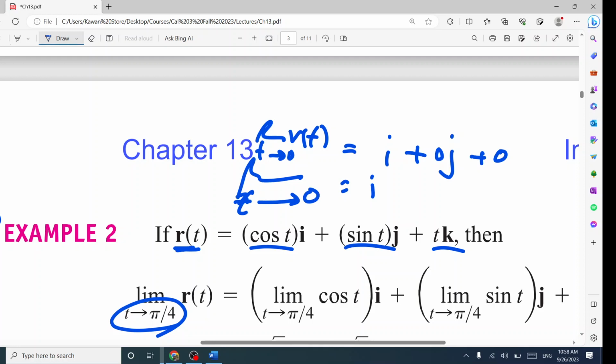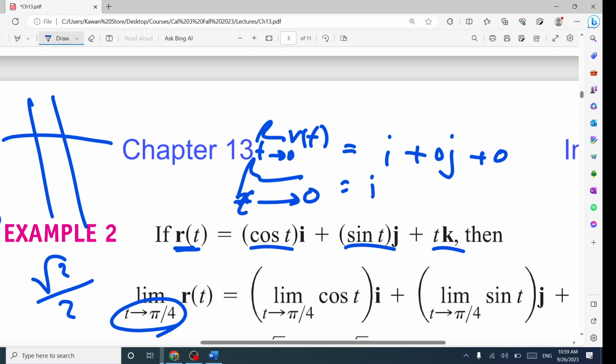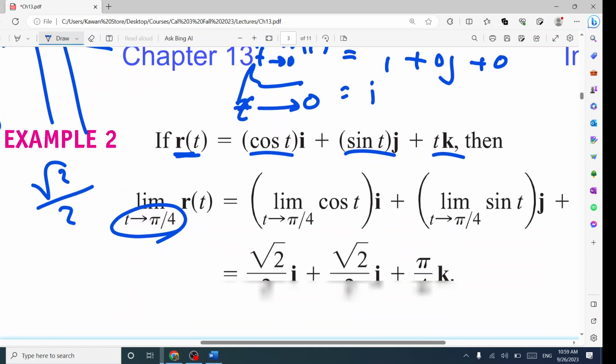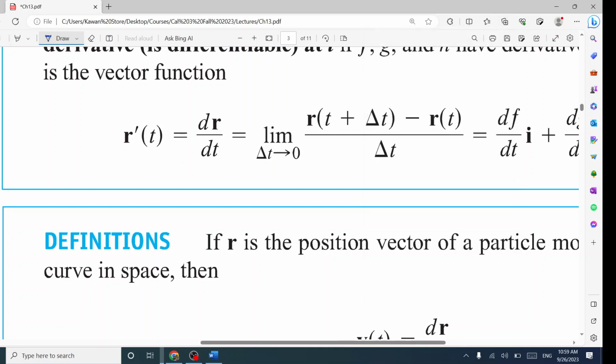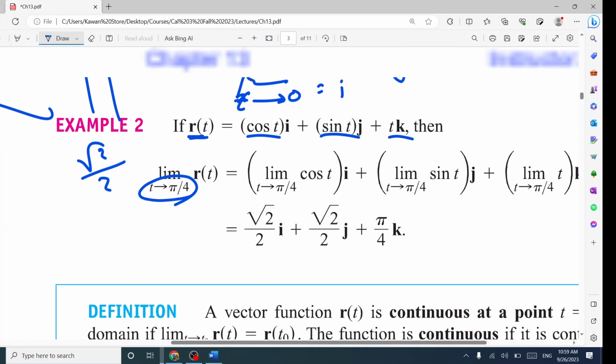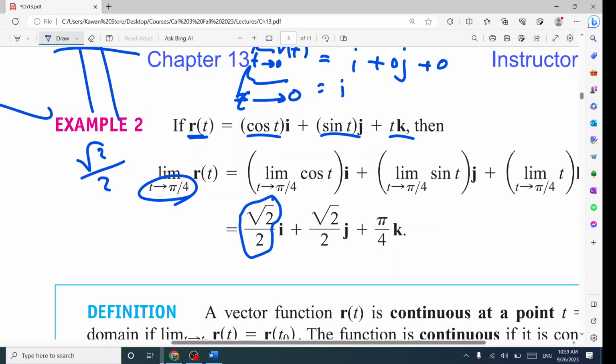How about pi over 4? That's 45 degrees. If you remember, we make a table. Sine of pi over 4 is equal to cosine of pi over 4, fortunately, and it's square root of 2 over 2. Do you remember? We made a table in calculus too. So we will get square root of 2 over 2 i, square root of 2 over 2 j, and t is pi over 4 directly. It's a polynomial, simple. Do you have any question about the limit?